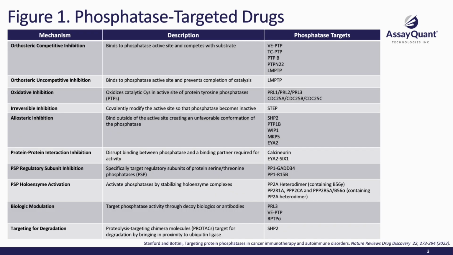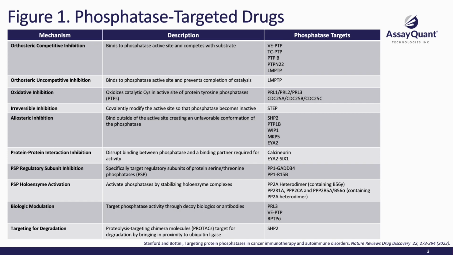Two recent publications, one by Sivagenesh et al. and the second by Stanford and Bottini in Nature Reviews Drug Discovery in 2023, review recent work in directly targeting phosphatases in cancer. They look at reversible competitive inhibitors, an uncompetitive inhibitor, and an irreversible inhibitor that target the active site. They also look at allosteric inhibitors for WIP1, SHP2, etc., a protein-protein inhibitor for calcineurin, and a protein degrader for SHP2.